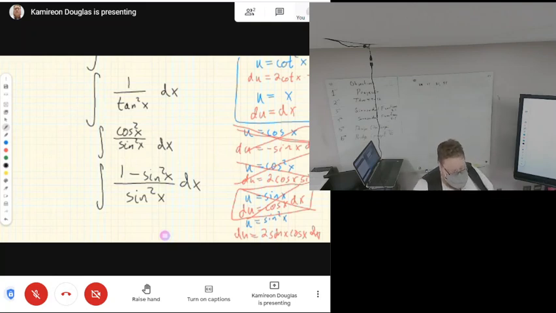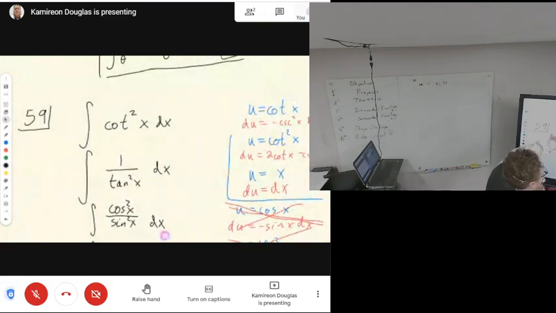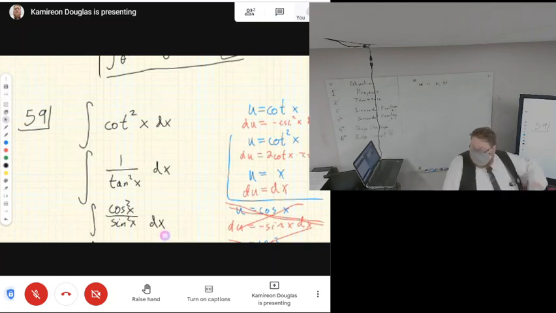Maybe this will be better. So far, everything we tried hasn't worked. I'm not going to guarantee this is going to be better, but it looks better. Alternatively, up here, I think there's a Pythagorean identity that deals with cotangent.